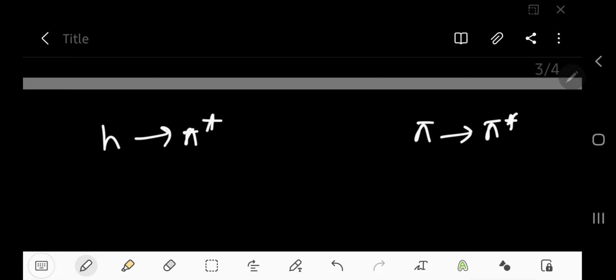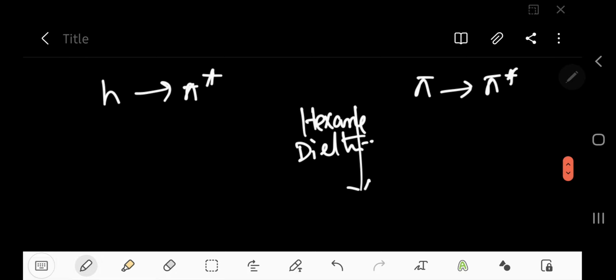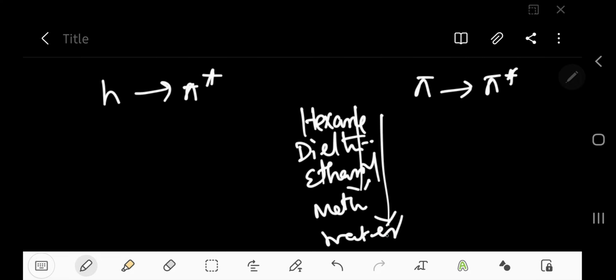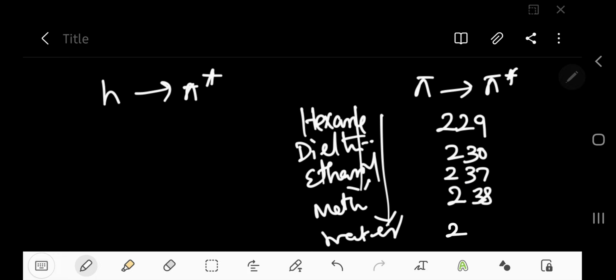Considering only the pi to pi star transition first, when you are increasing the polarity, initially I am taking hexane and then diethyl ether and then next ethanol, methanol and water. The polarity increases from hexane to water. Water has a high polarity, right. So when the polarity increases, if you see the excitation wavelength, initially it is at 229, 230, for ethanol it is 237, for methanol it is 238, for water it is 244, right. It gets shifted towards the red region.